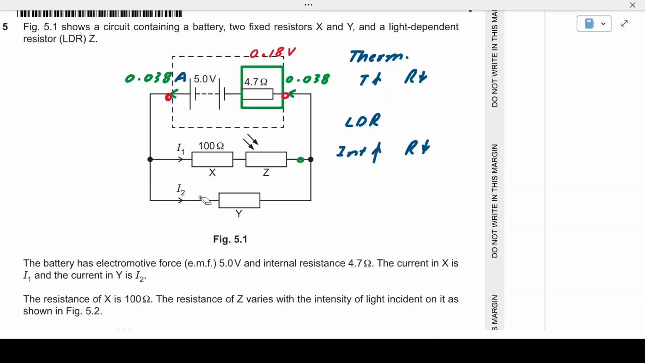We know the total current of the circuit. So what I can do is, if somehow I'm able to find the current through the upper one, this branch, I can subtract this current from 0.038. So I'll be getting the current I2. How much current flows through this one?